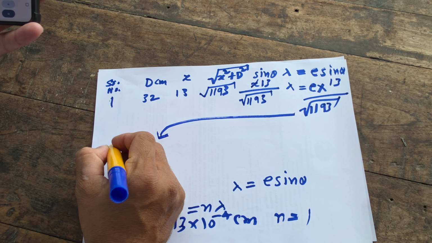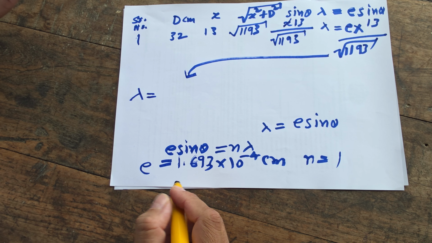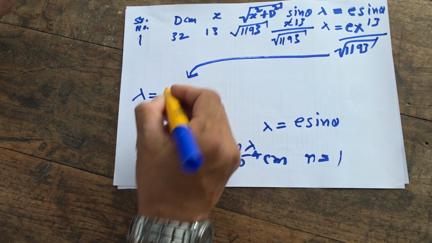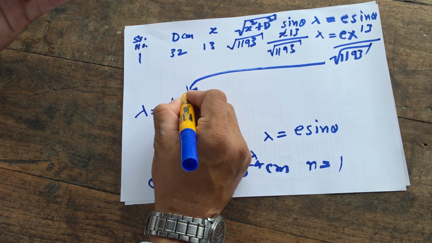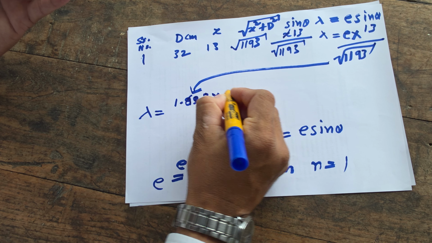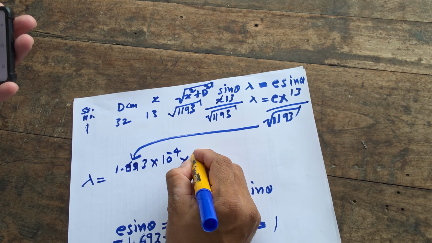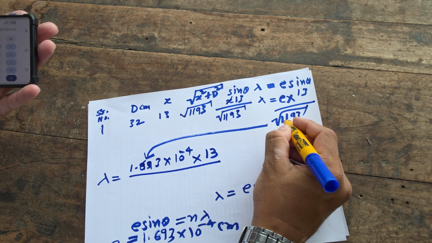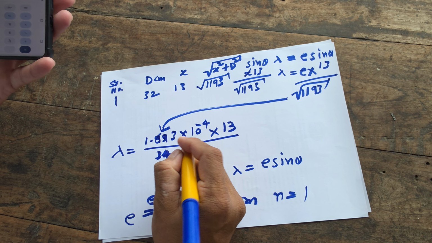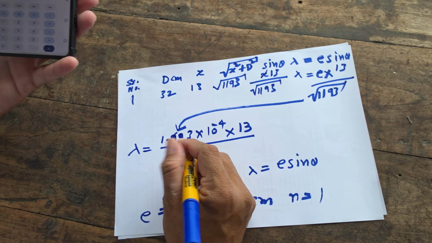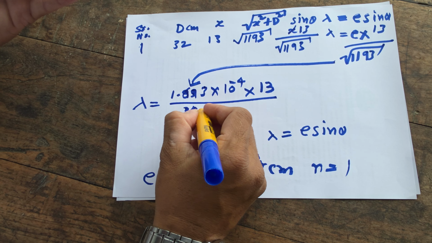I will just do these calculations over here. So we have lambda is equal to E. The value of E is 1.693 into 10 raised to power minus 4, multiplied by 13, and divided by this square root, which comes out to be 34.539. So I will take it as approximation 34.54.